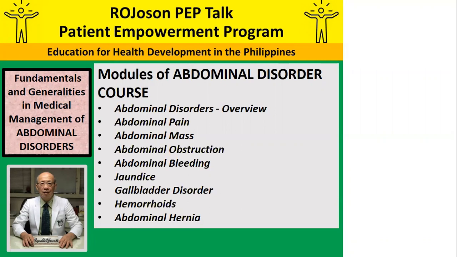These are the modules for the abdominal disorder course: abdominal disorders overview, which will be taken up today, abdominal pain, abdominal mass, obstruction, abdominal bleeding, jaundice, gallbladder disorder, hemorrhoids, and abdominal hernia.